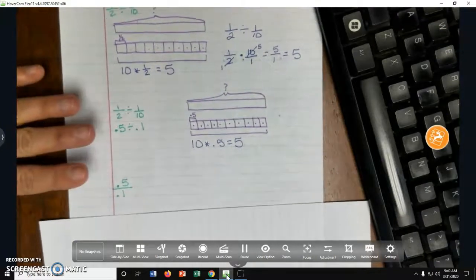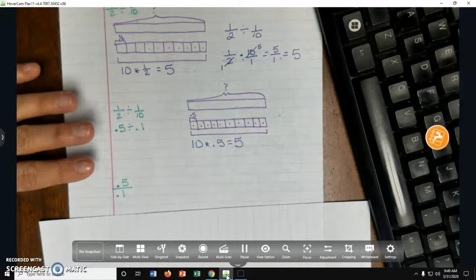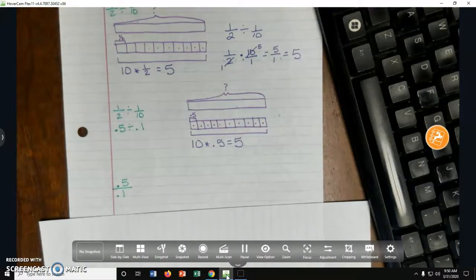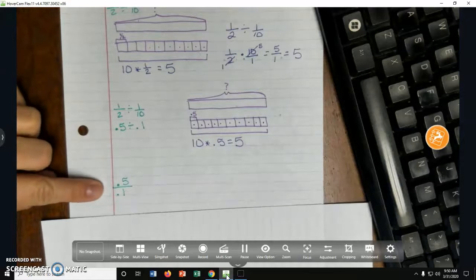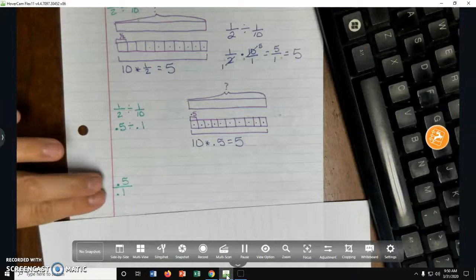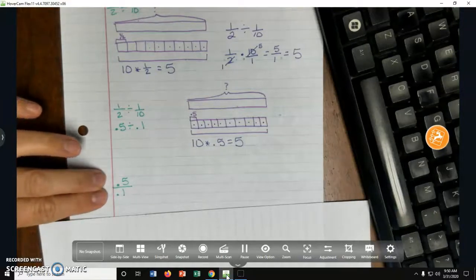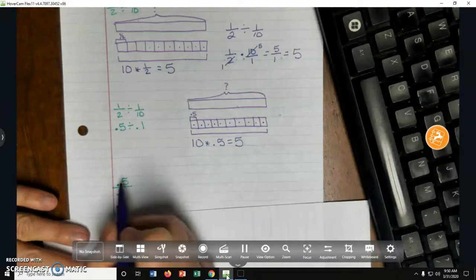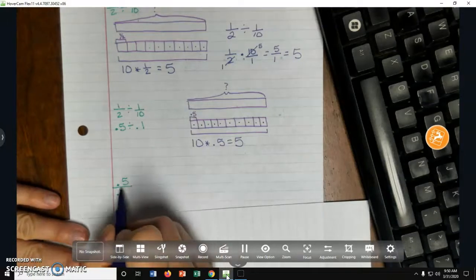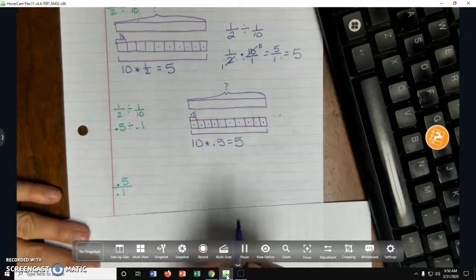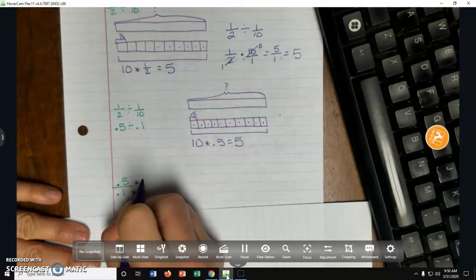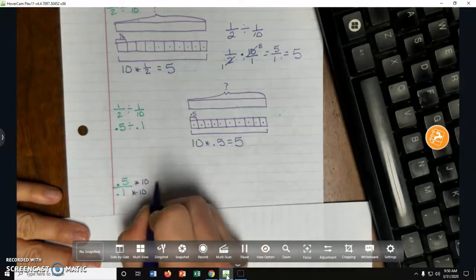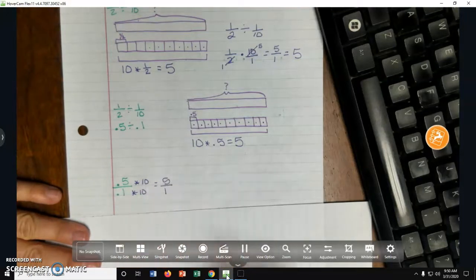All right, going on to the next problem. I'm hoping that this becomes pretty easy. I actually wanted to rewrite this like this and then show you what we're doing when we go to our standard algorithm. Here, our dividend and our divisor both have a decimal in it. We're not really concerned about the dividend. We're only concerned about the divisor. To clear that divisor, I'd need to multiply them both by 10. And I would end up with 5 divided by 1.